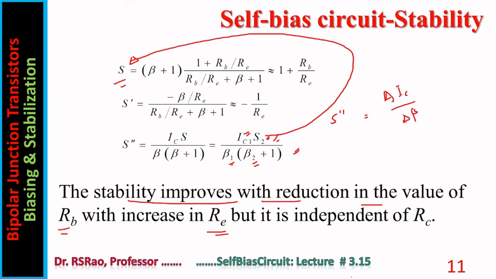Also notice, stability is independent of RC. As already mentioned, RC is mainly for the sake of safety. In the absence of RC, the transistor directly gets connected to the source, VCC. If any spurious or sharp changes happen in VCC, then these changes enter the transistor directly, damaging its performance.